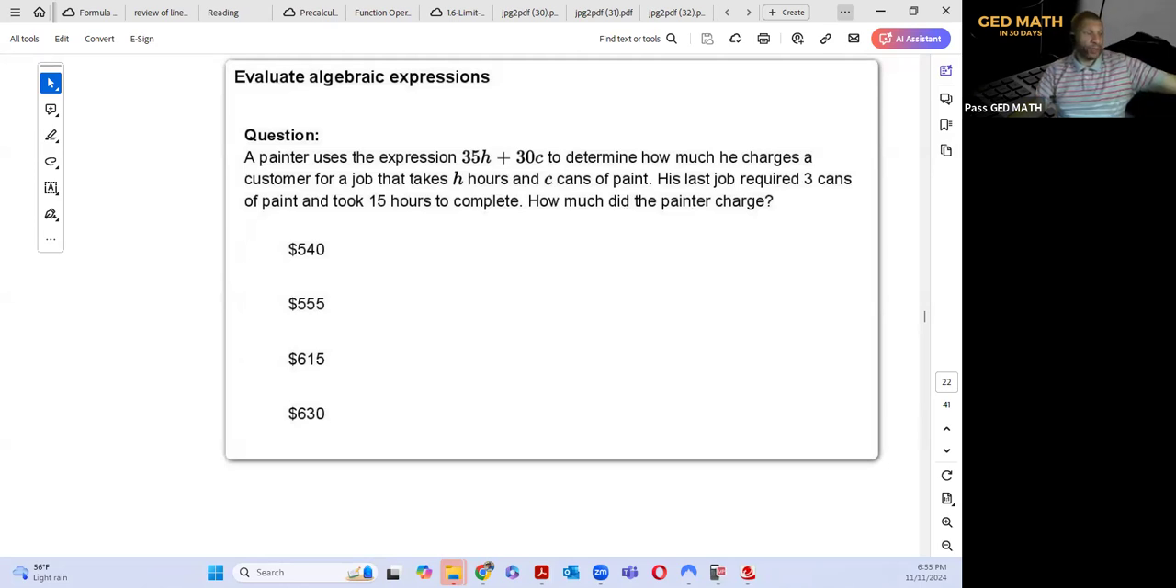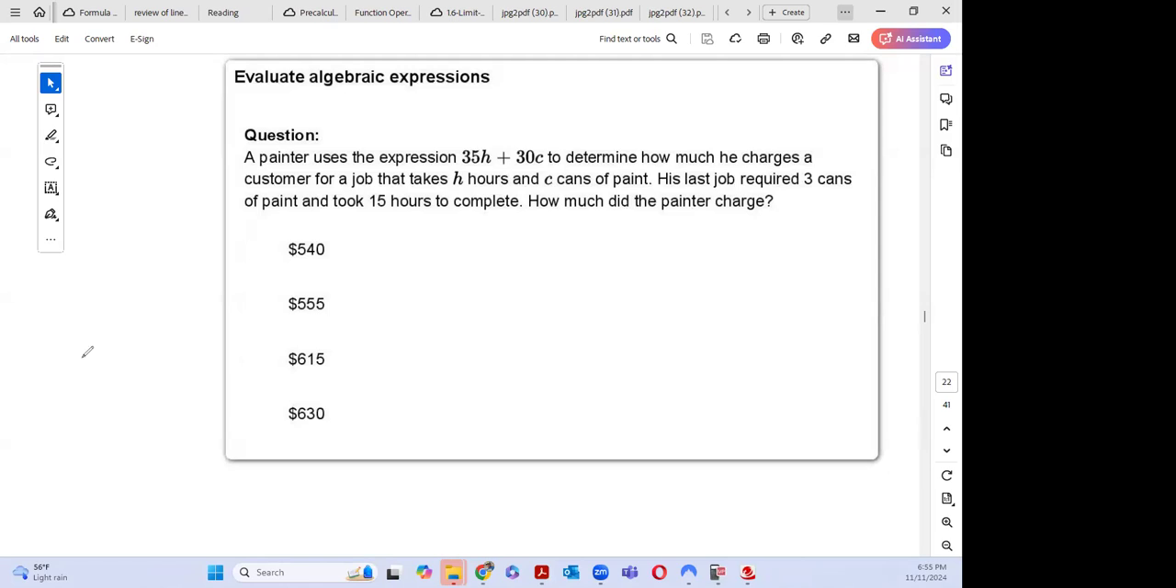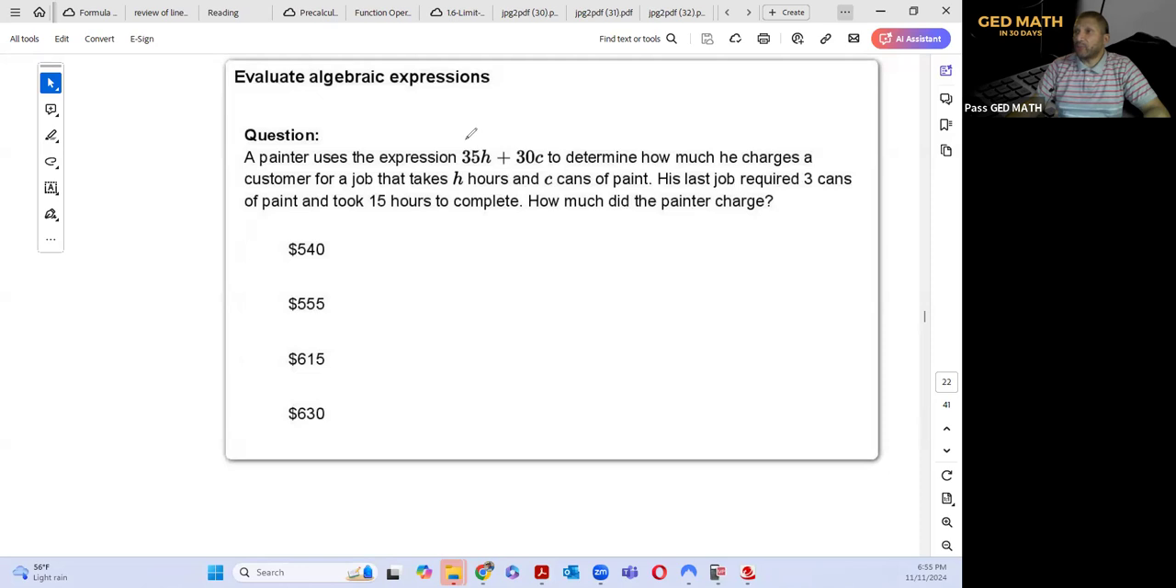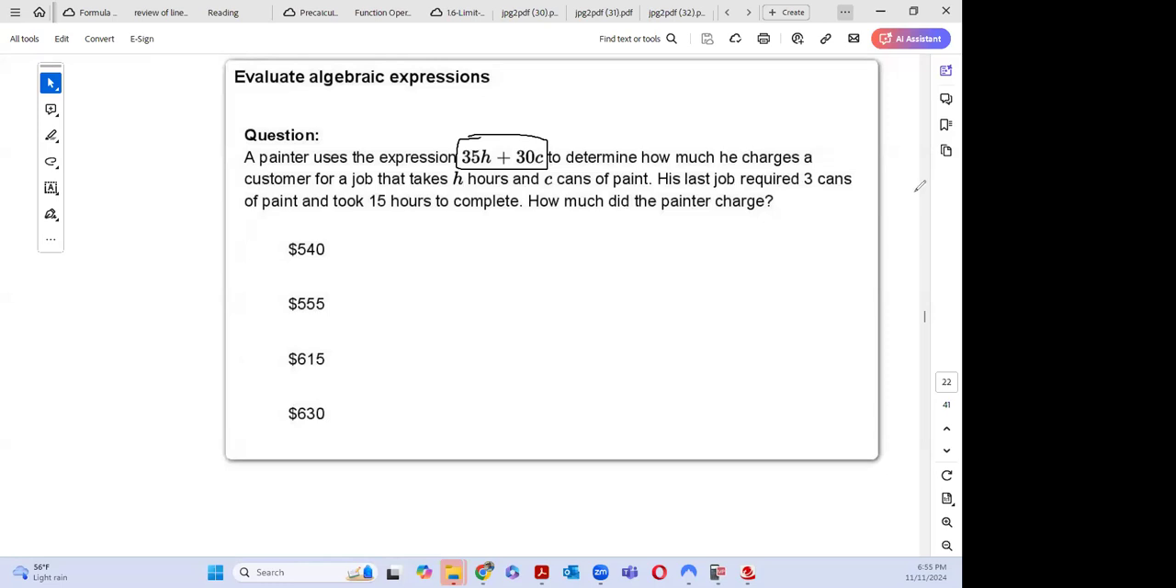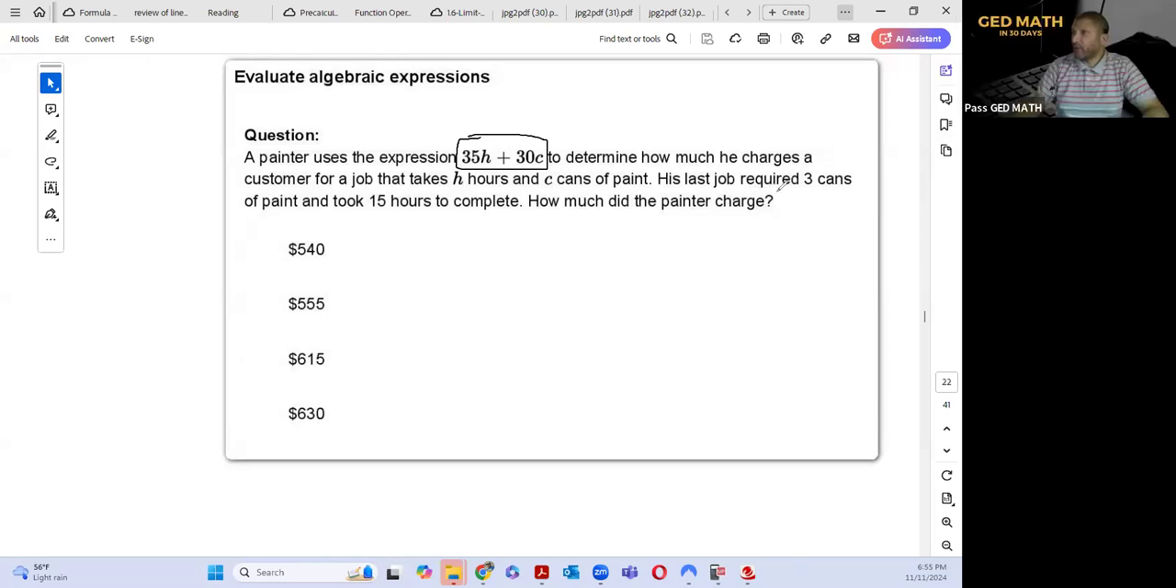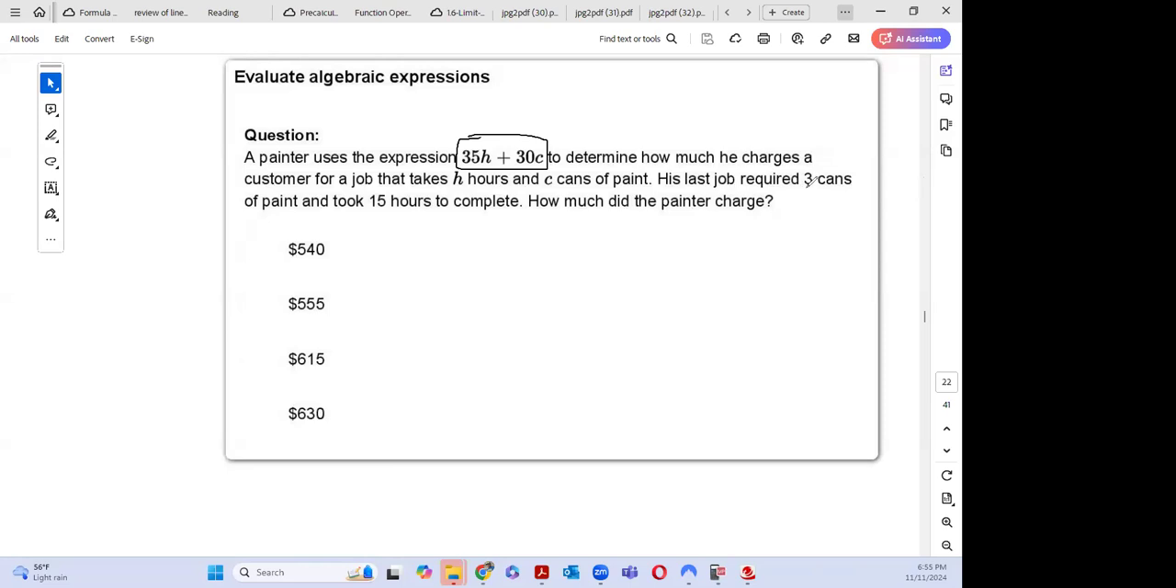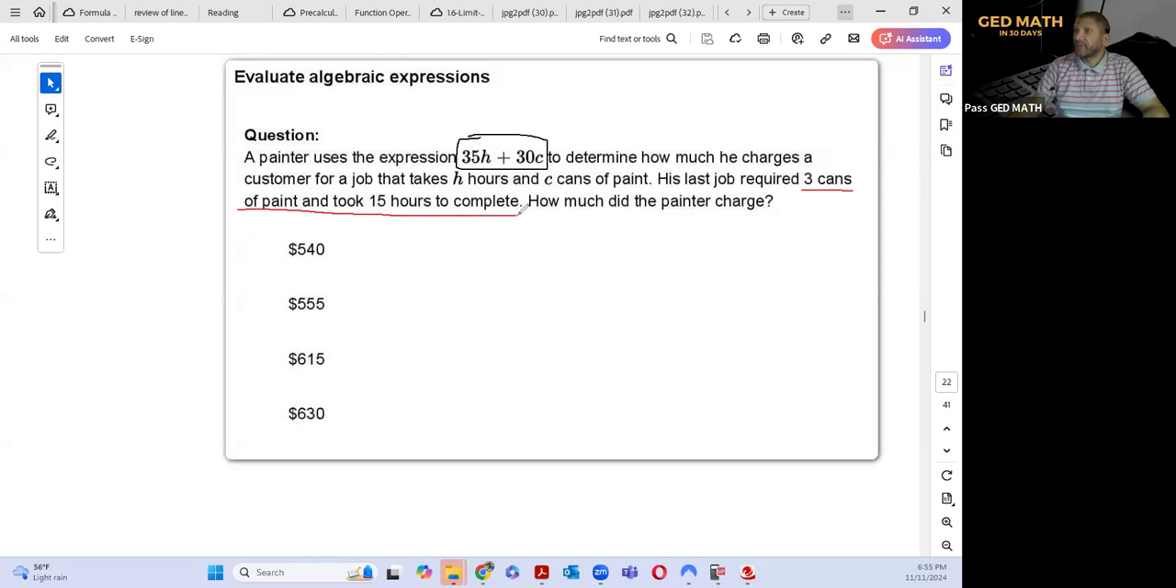What do we know from this word problem? They gave you an expression, 35H plus 30C. Well, I don't know what H and C stand for. Did they give us that? His last job required 3 cans of paint and 15 hours to complete. But what we also need is that H stands for hours and C is the cans of paint. Did they give us that already?